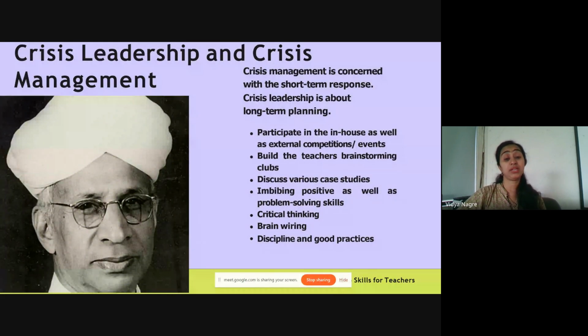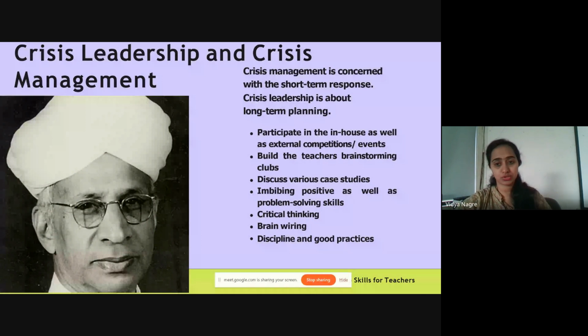Crisis leadership management is another essential key, which is also a life skill. Crisis management is actually concerned with the short term response, but crisis leadership is about long term planning. So what are the things that come under this? And how can you adopt that crisis leadership? In the extreme situation, how can you handle that situation? How do you lead that situation and turn it into a positive situation? This is what crisis leadership is. How can you imbibe the skill in you?